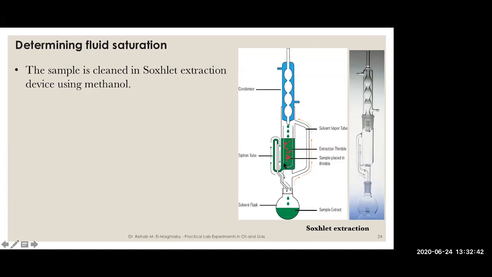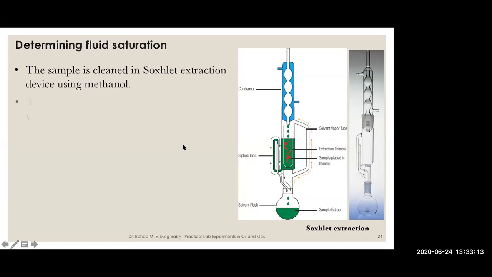Okay. Once the methanol that dissolved the salt, so it is methanol and salt, rises until it reaches the height of the siphon tube, the siphon action starts. All the methanol is emptied and goes back to the flask. What is vaporizing is the clean methanol, and the cycle repeats again, while the salt stays in the flask. It is not vaporizing. So now you cleaned your core, you have a clean core.